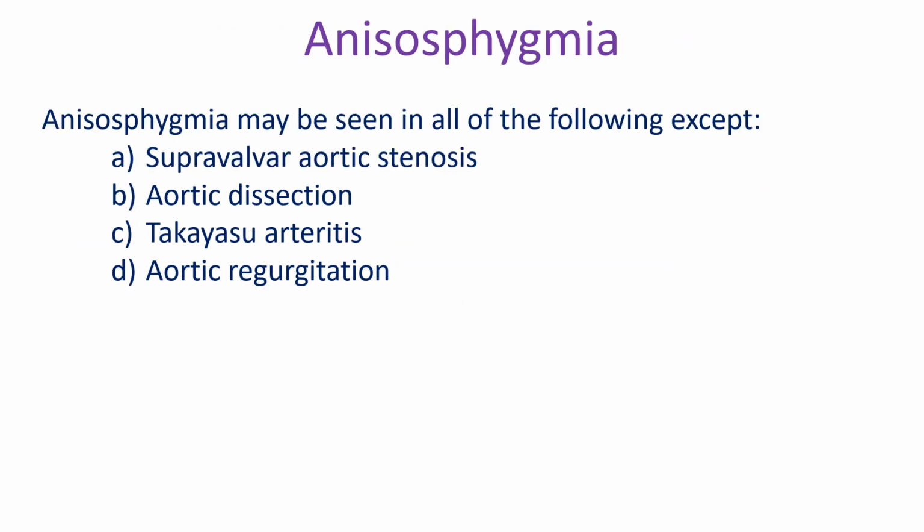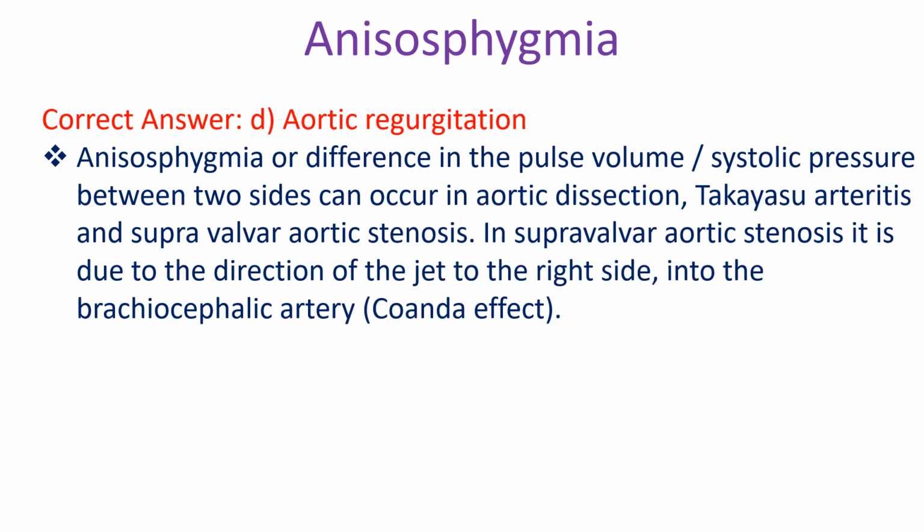Anisosphygmia may be seen in all of the following except: A. Supravalvular aortic stenosis, B. Aortic dissection, C. Takayasu arteritis, D. Aortic regurgitation. Correct answer D.